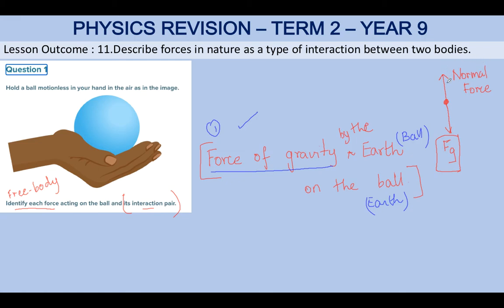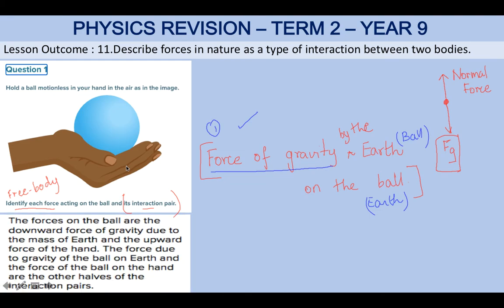The second pair will be for the normal force. How would you describe the normal force? That's the force exerted by the hand on the ball. That's easy, right? Normal contact force. So the opposite will be the force of the ball acting on the hand. You just have to swap the terms.